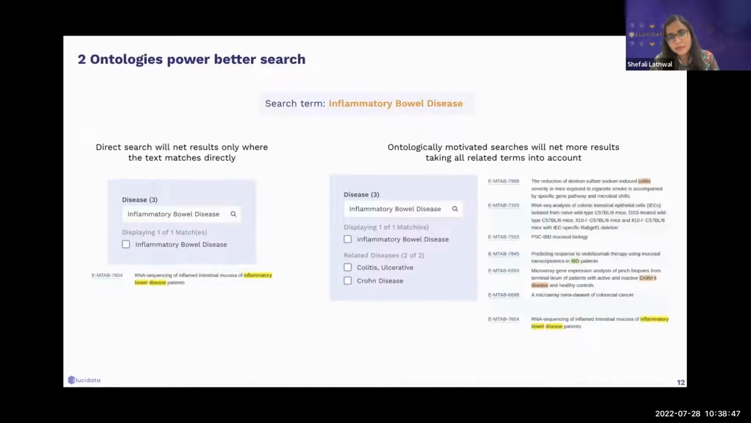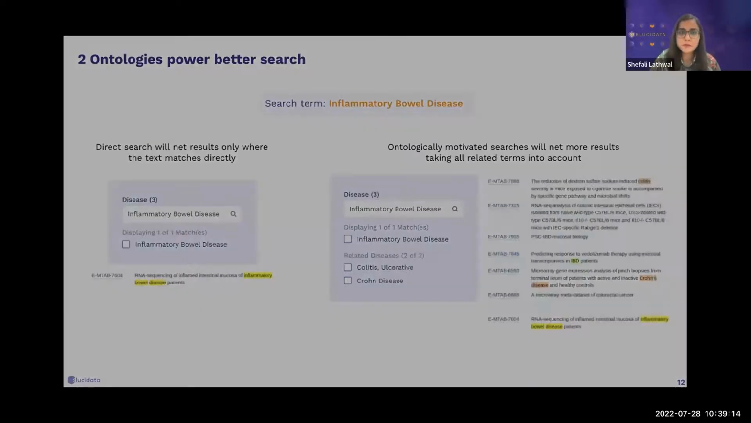And not only this, we can also use the relationships between disease terms that are embedded in a disease ontology to include more specific subtypes of inflammatory bowel diseases, such as ulcerative colitis and Crohn's disease, which otherwise would be completely missed. And this is how we power searching through the data that we have on our platform.